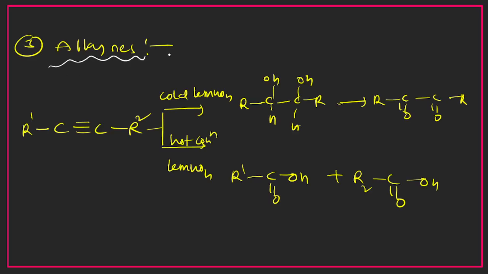Alkynes are oxidized in presence of cold KMnO4 and in presence of hot concentrated KMnO4. Cold KMnO4 gives diketone, an alpha beta diketone. It is an alpha beta diketone.